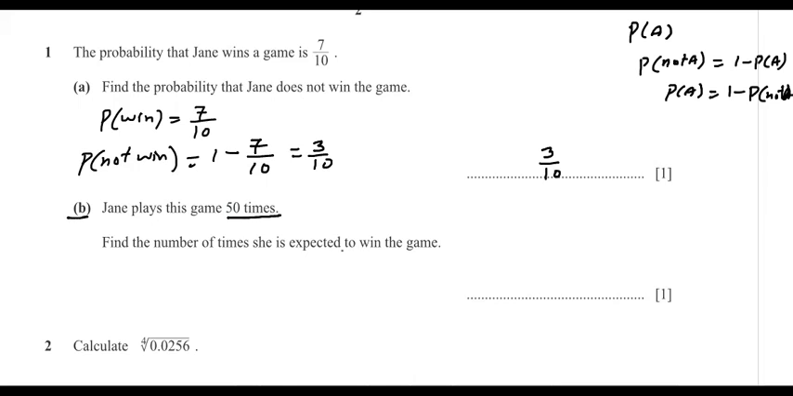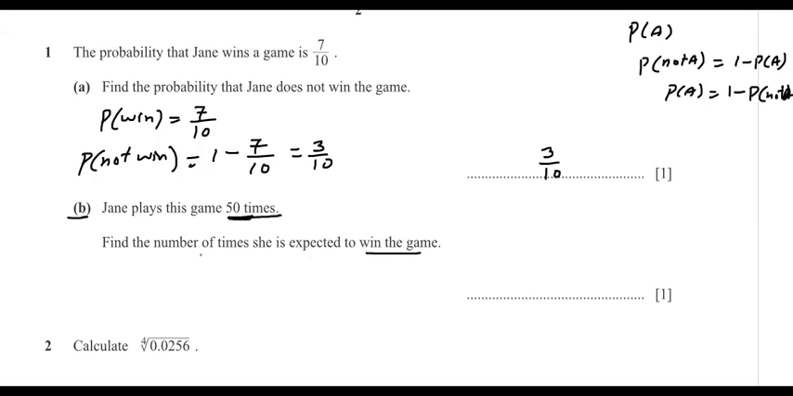Part B is: Jane plays this game 50 times. Find the number of times she is expected to win the game. Now, she is playing 50 times. The probability that she will win one time is given already. So remember, if you know the probability of something and you know the total number of times the game is played, like the probability of the win is 7/10 and the game is played 50 times, then the chances will become 50 times more.